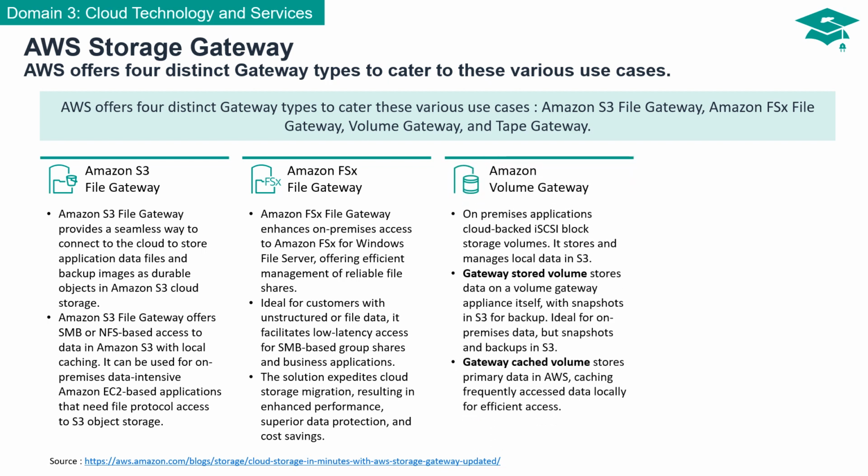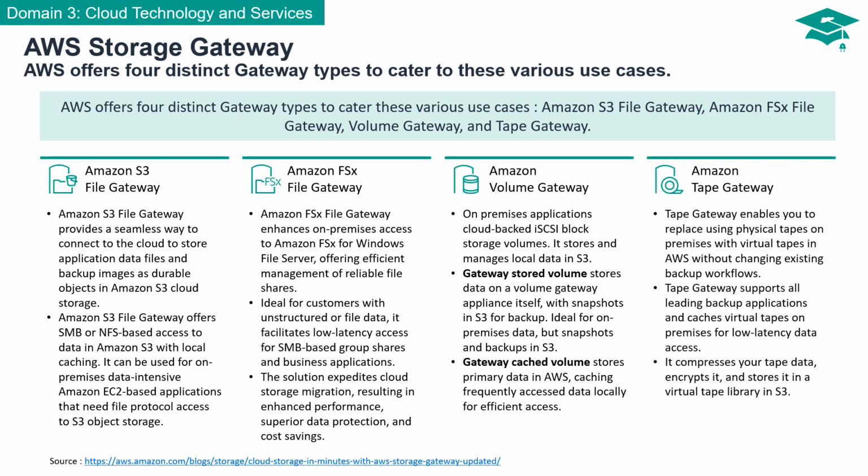Moving on to Amazon Volume Gateway, a solution for on-premises applications needing cloud-backed iSCSI block storage volumes. Choose between stored volume for on-premises data with snapshots in S3 or cached volume for efficient access by storing primary data in AWS and caching frequently accessed data locally.